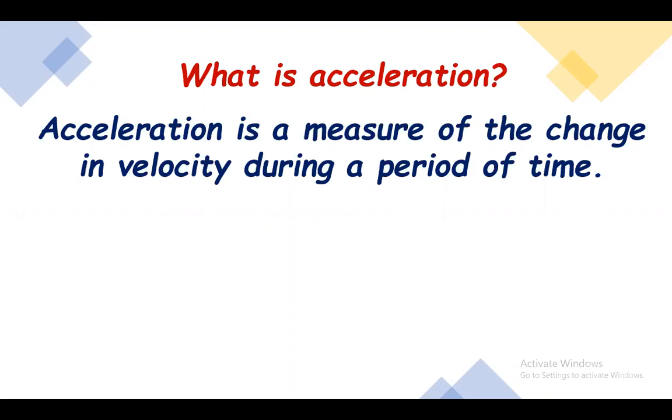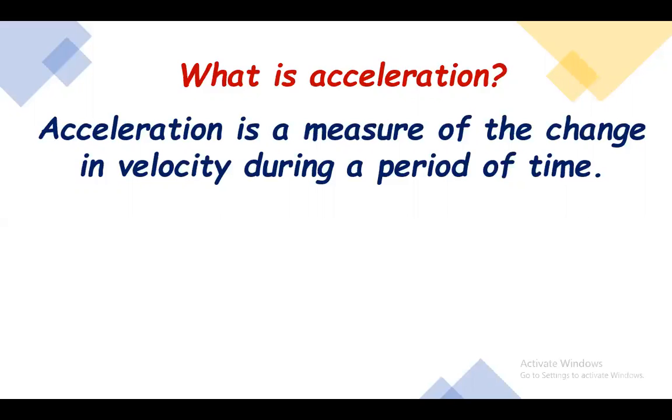First of all, as we defined earlier, acceleration is a measure of the change in velocity during a period of time, which means that acceleration exists only if there is a change in velocity. Acceleration is a change in velocity over time. Okay, so whenever we have a change in velocity, we will have acceleration. No change in velocity, no acceleration. Okay, this is the first thing.